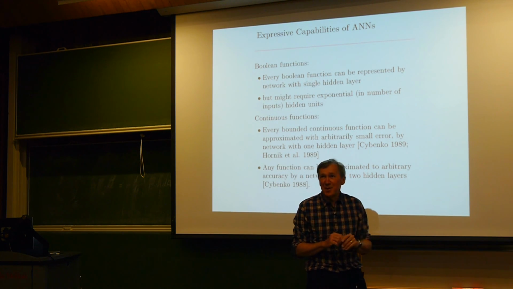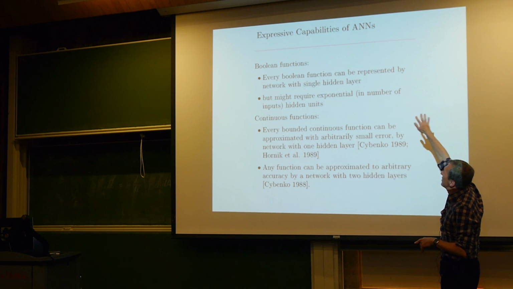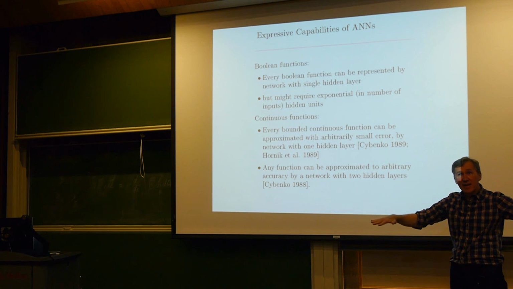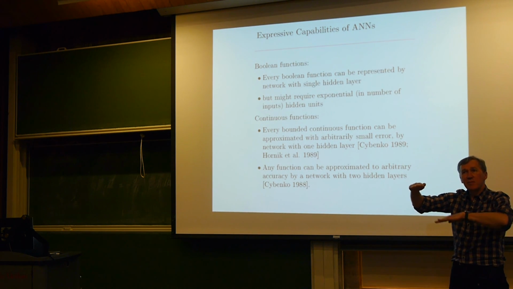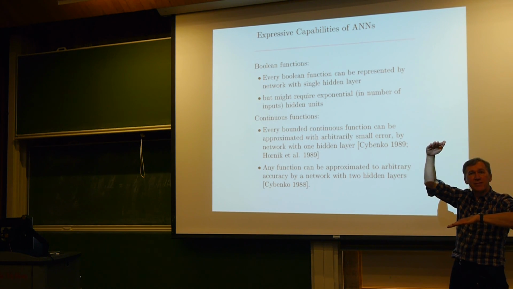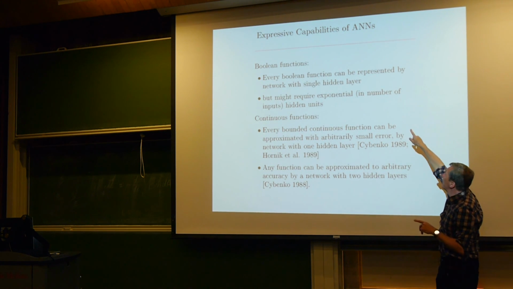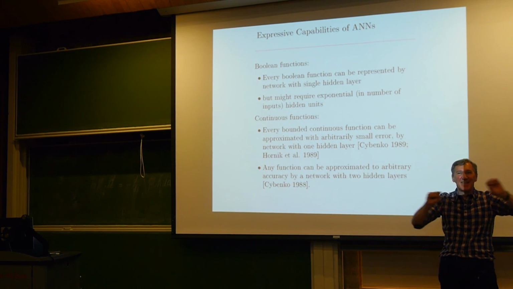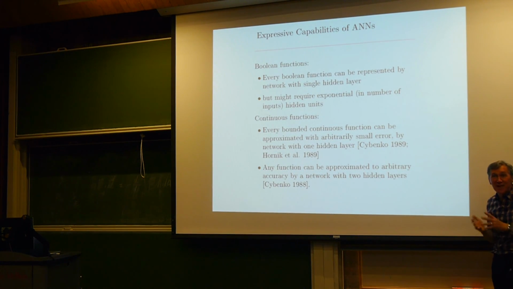Also, they can represent a NOR gate. And so it turns out that every Boolean function can be represented by a completely connected network with just 1 layer of hidden units. Input, hidden units, and then the output, like the ones we've been looking at. But it might require an exponentially wide hidden layer, depending on the Boolean function. In the worst case, exponentially wide.